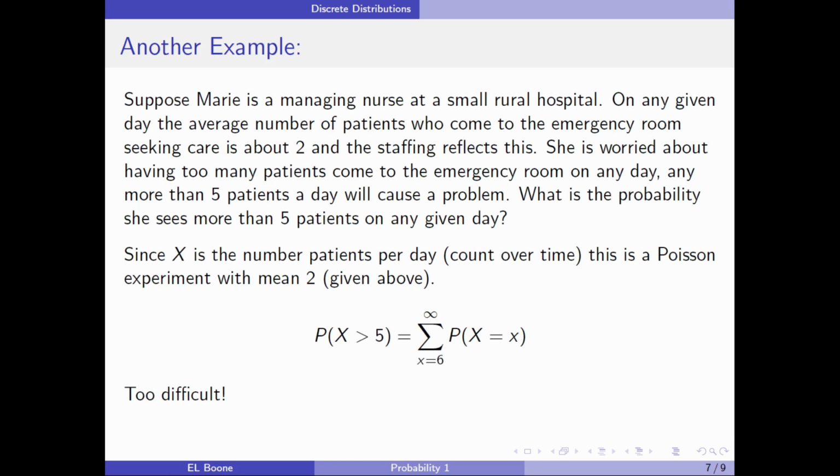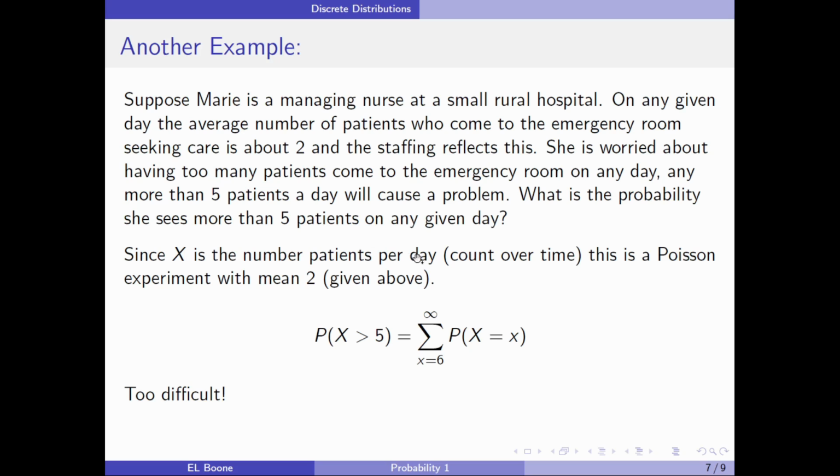All right, so suppose Marie is a managing nurse at a small rural hospital, and she's interested in the number of people who come to the emergency room seeking care. It's about 2 a day, and the staffing reflects this. She's worried that having more than 5 patients come to the emergency room on any day will cause a problem. What is the probability that she sees more than 5 patients on a given day?